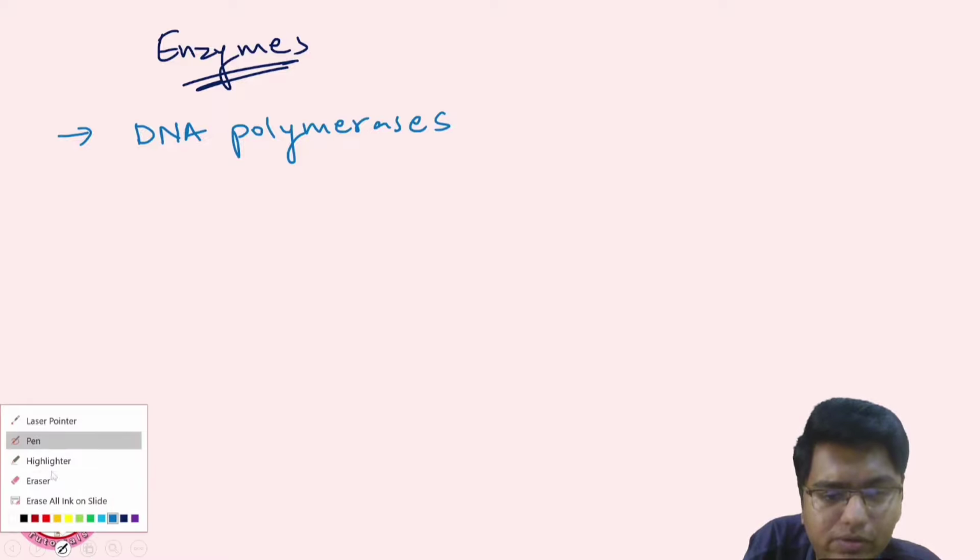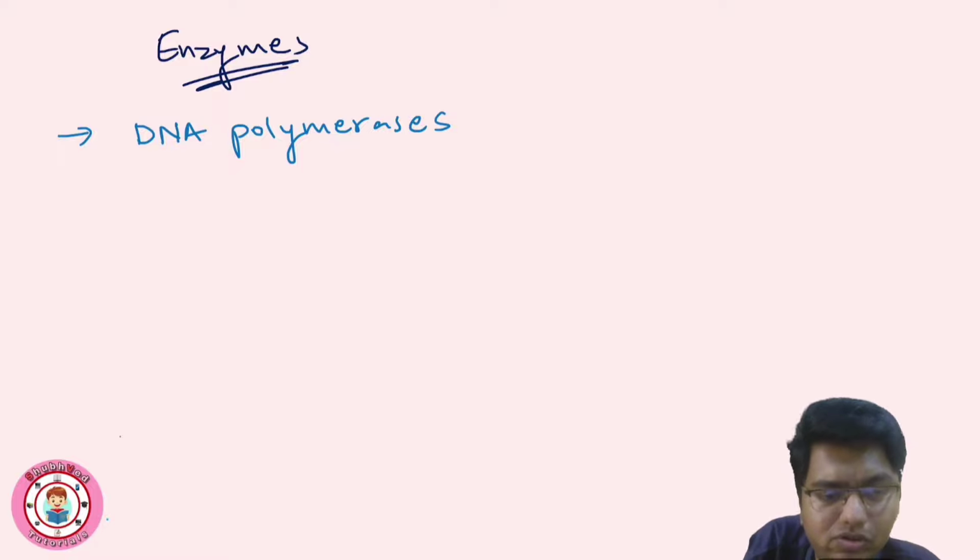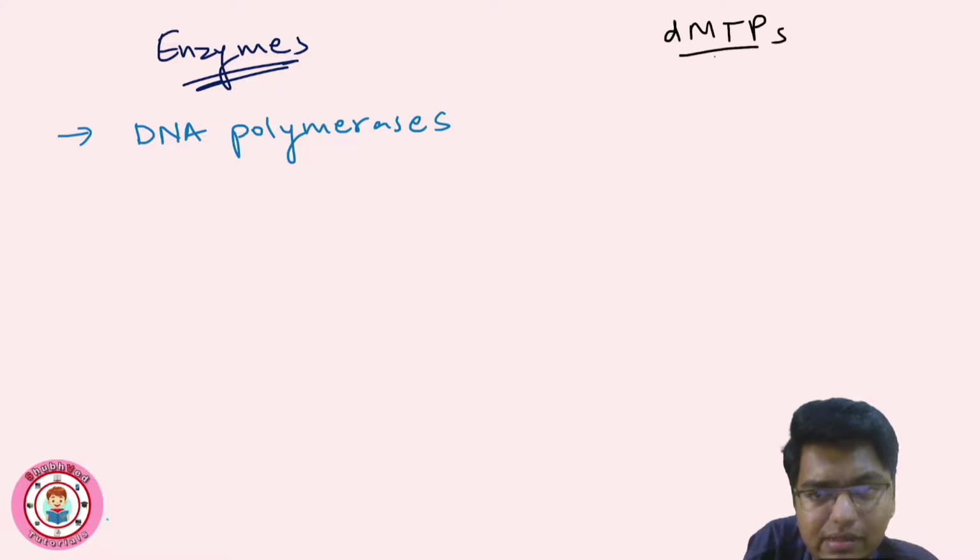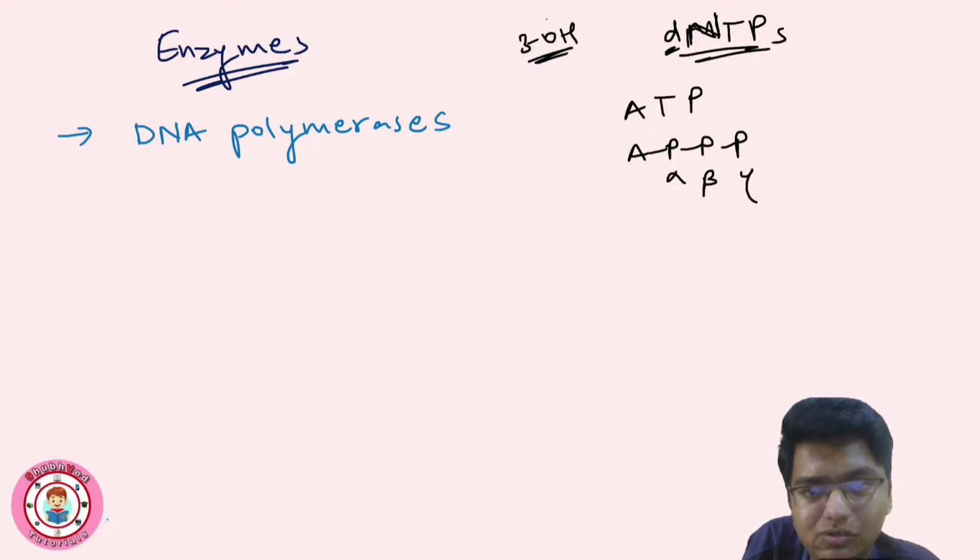As we know, what happens in DNA replication? First of all, dNTPs, nucleotides, are added. We require dNTPs, where d stands for deoxyribonucleoside triphosphates. As I said, this is the 3' OH of a primer, and this is an ATP, suppose. It means three phosphates are there: this is known as alpha, this as beta, this as gamma. So the 3' OH of the primer attacks the alpha phosphate.